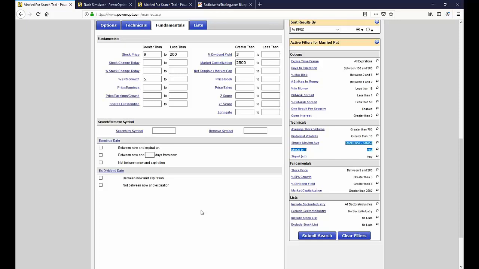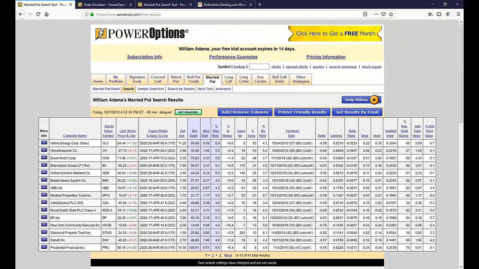All right, that's how you'd set up the Married Put search to look for dividend-paying stocks. We found a good 5 or 6 results without changing much, just lowering the volatility with the list that we prefer and putting in a 2% dividend. But if you wanted to go more, take out the list, add in those extra criteria.